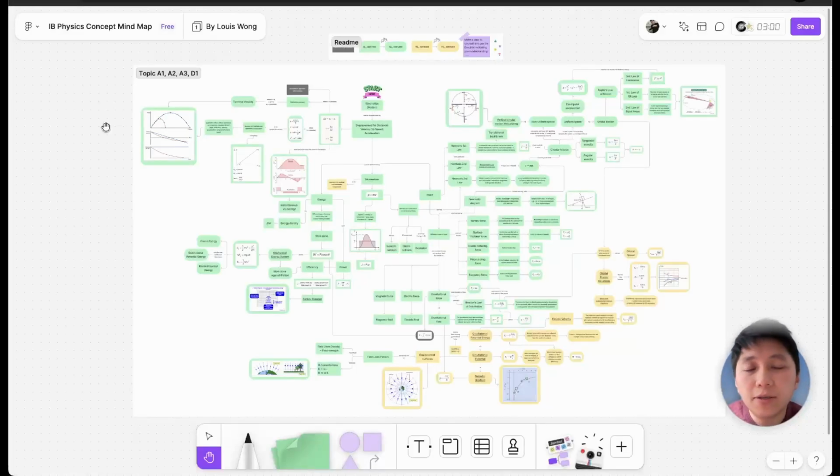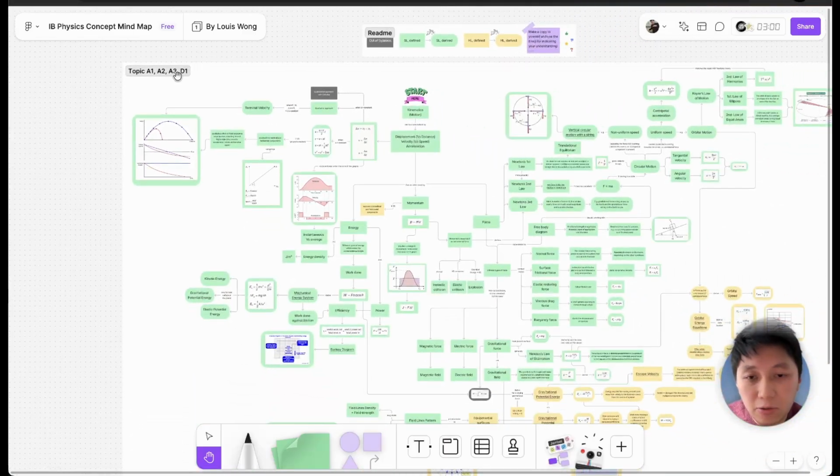Hi everyone! I know the first cohort of students who are taking the new physics syllabus are coming. So there are not a lot of resources out there. So I created this mind map to help you revise for the new syllabus. This is my new series, okay? And so today's video is only focused on the mechanics. Mainly it is on topic A1, 2, 3, and D1.